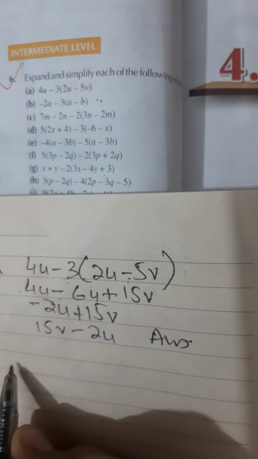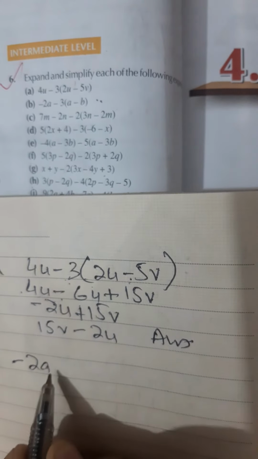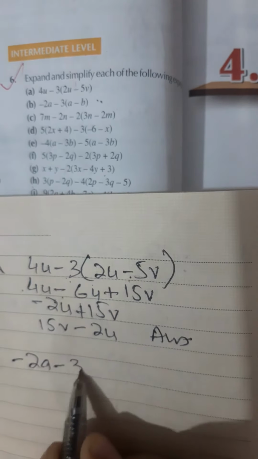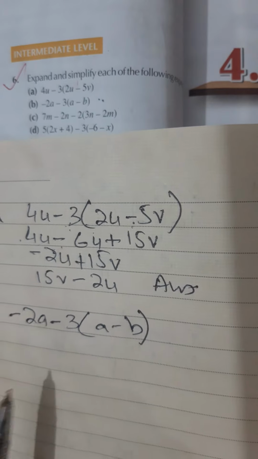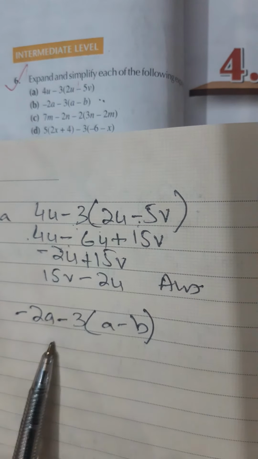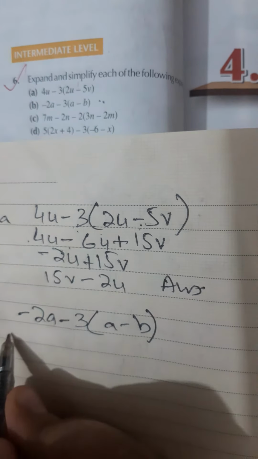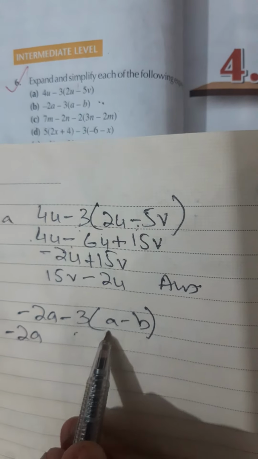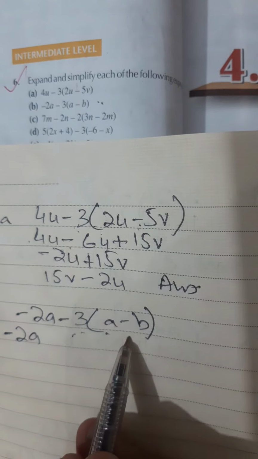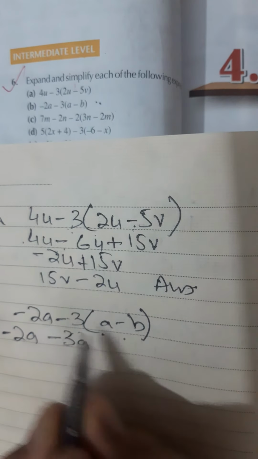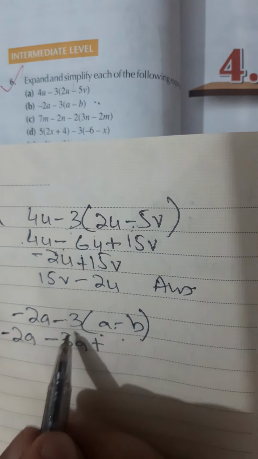Part B is here, minus 2a minus 3 times a minus b. Again, we have to first expand it, remove this bracket sign, and then we are going to simplify it. Minus 2a as it is. This 3 is going to multiply with a, and then this 3 is going to multiply with this minus b. So it's minus 3a, then minus minus will be plus 3b.